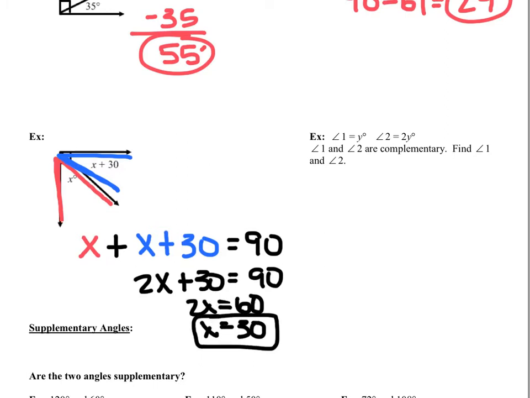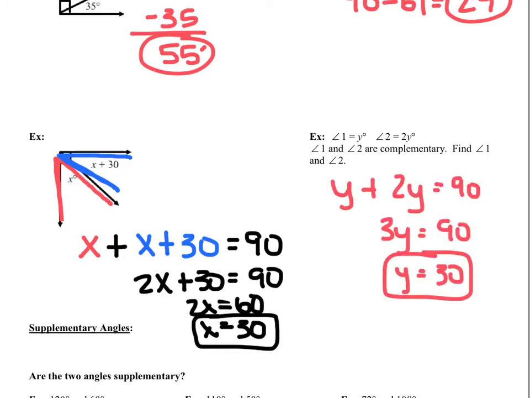Try that same approach with this problem over here. Pause the video, press play when you're ready to check your answer. So in this one, you know that one angle is y, one angle is 2y. If we add them up, we get 3y, and since they're complementary, they're adding to 90. You end up with y equals 30.